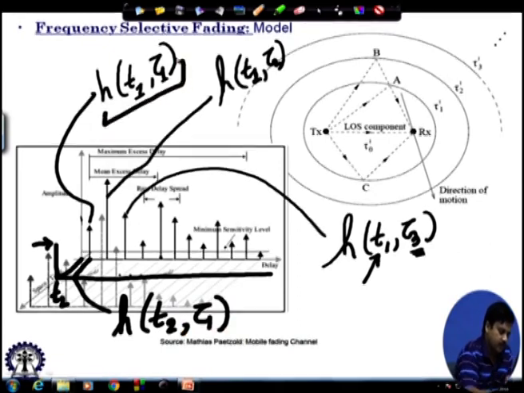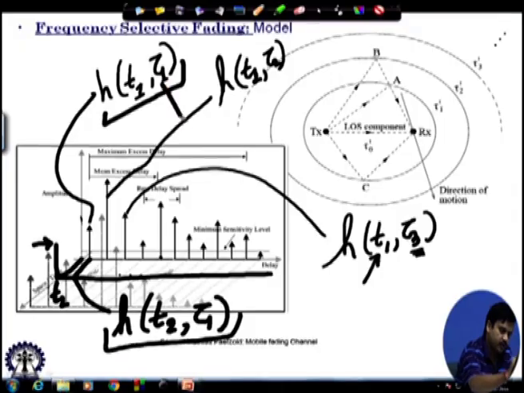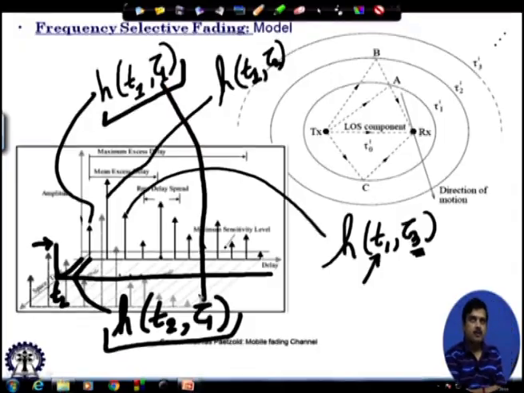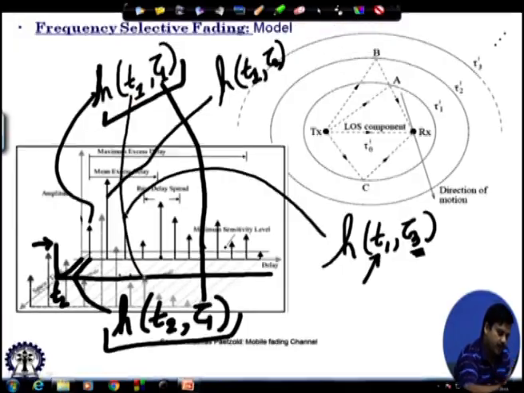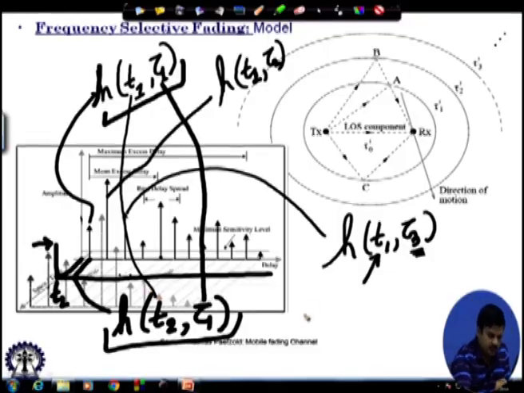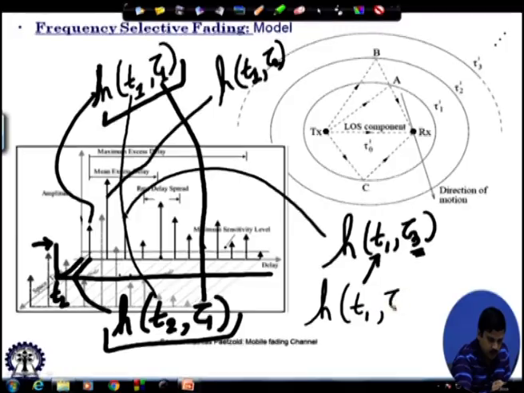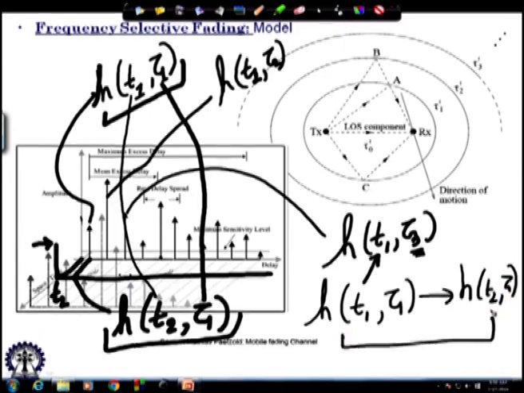So, we will look at this and we will look at this. Both have the delay tau 1. It is basically the same channel coefficient which is being studied at two different time instants, that is t1 and t2. So, if we look at this, we are basically talking of h t1 tau 1 changing over to h t2 tau 1. This we have already studied under flat fading. So, everything that we have studied under flat fading would apply to this. So, same would happen for this delay, same would happen for this delay and all the delays.